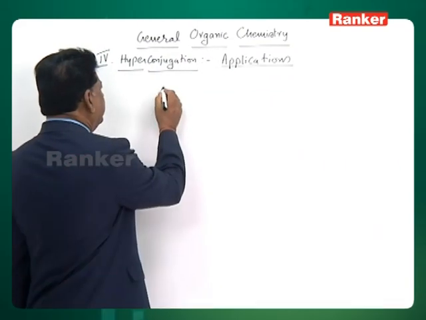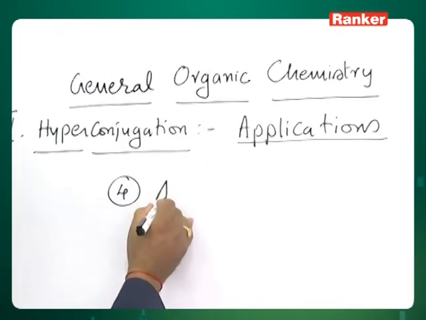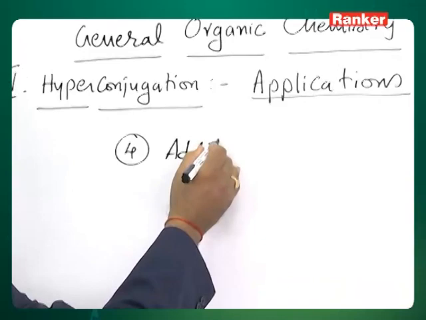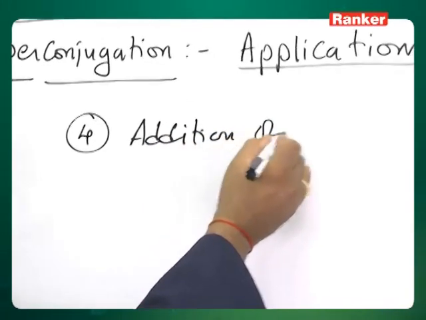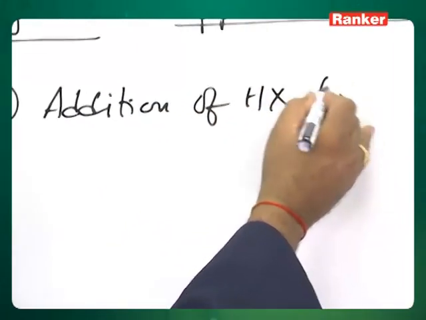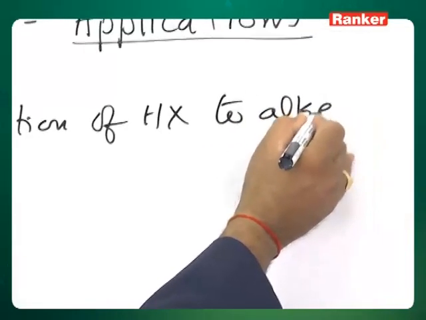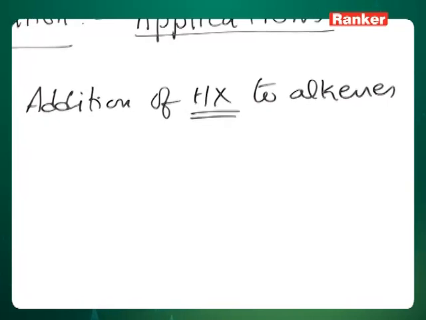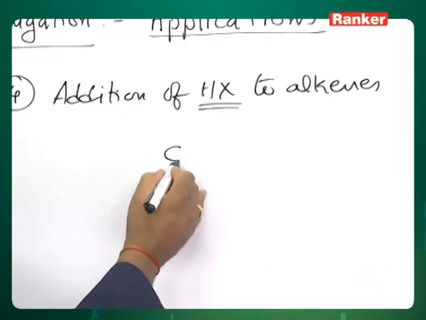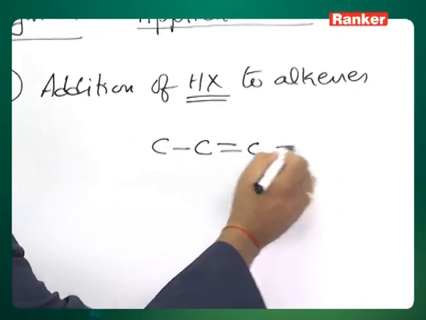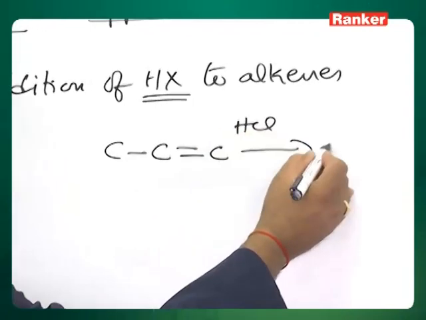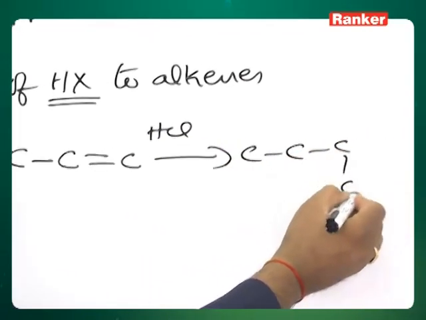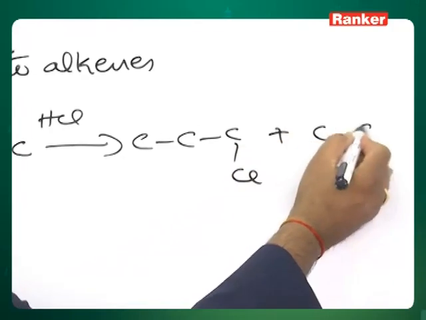Let us take some more applications of this hyperconjugation. Addition of HX to alkenes, either by the Markovnikov rule or the anti-Markovnikov rule. If you take an alkene and add HCl, you are going to get two products, the 1-chloro as well as the 2-chloro.